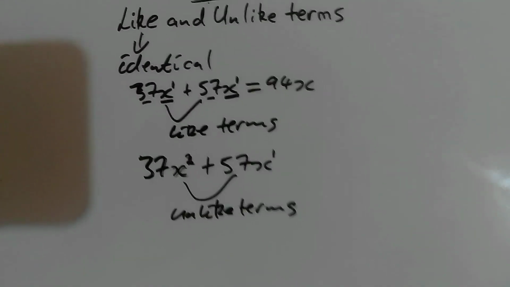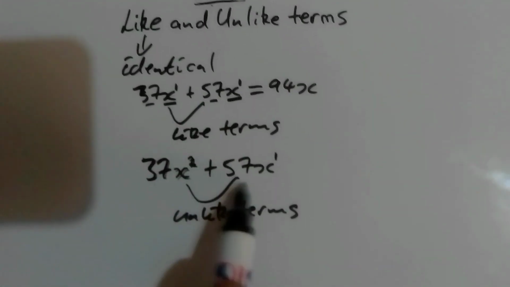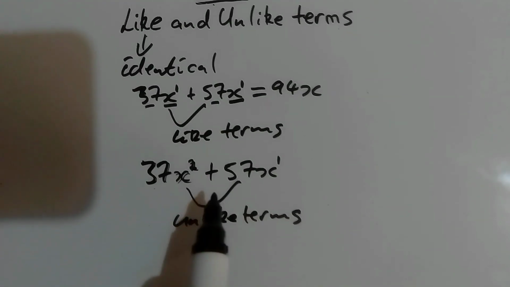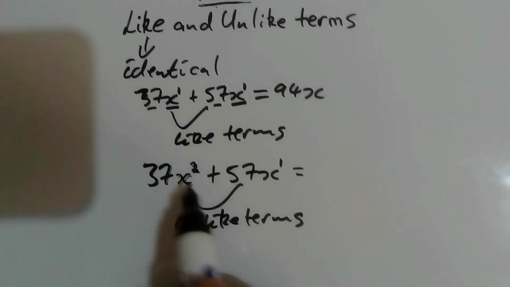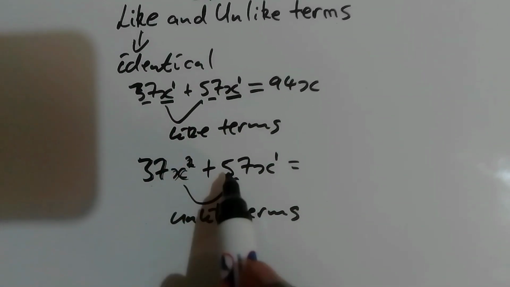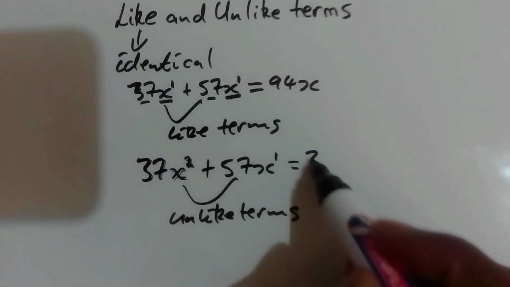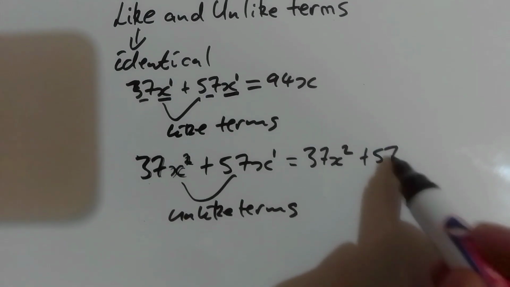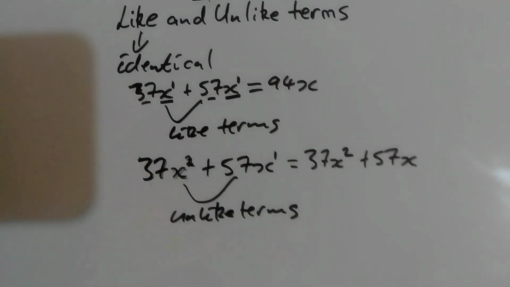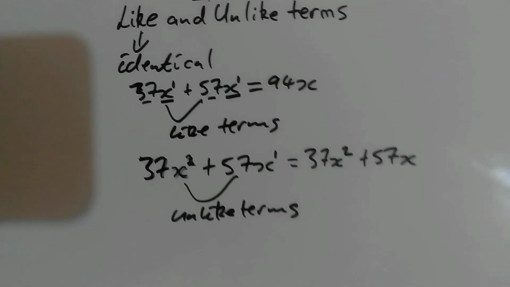Then the question is, I was asked to add these two. So what should I write as an answer? Because you're saying that I can't add them because the exponents are different. Then it simply means that you rewrite the question. So your answer would be 37x squared plus 57x, like that. And you are done.